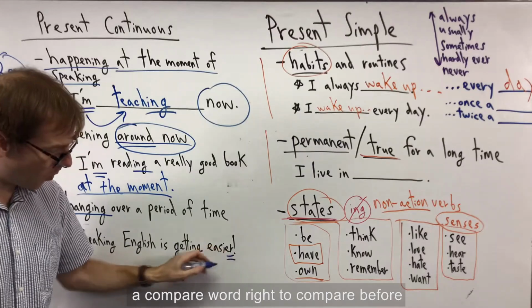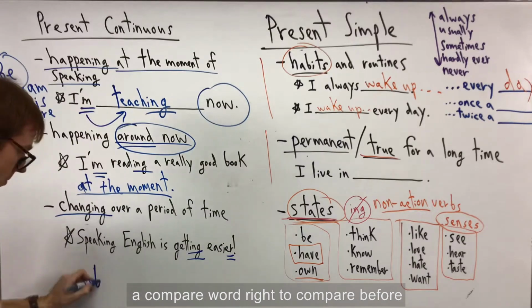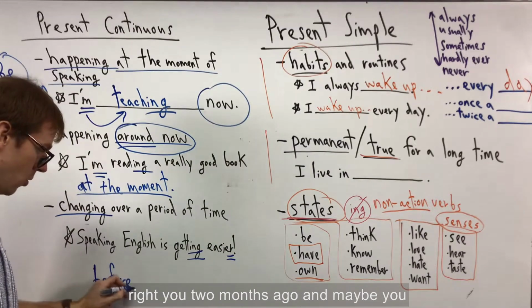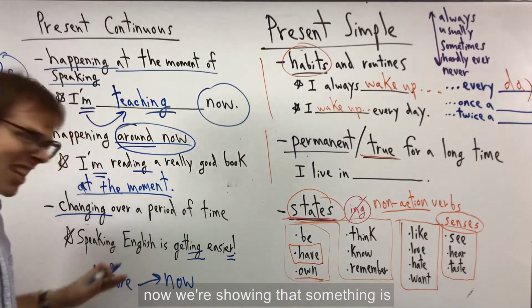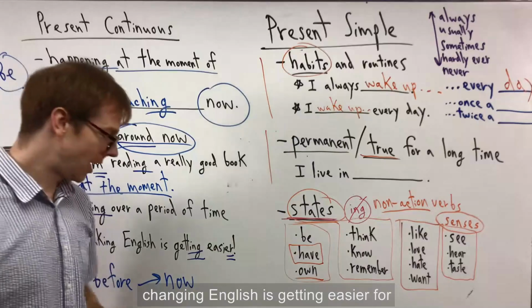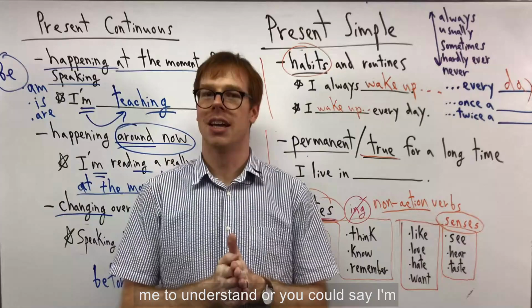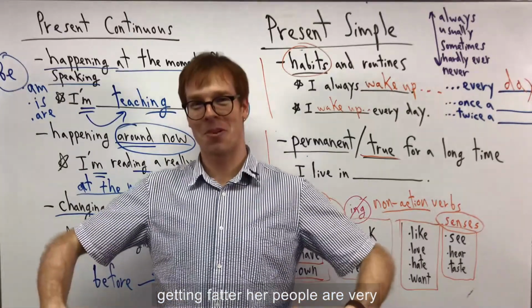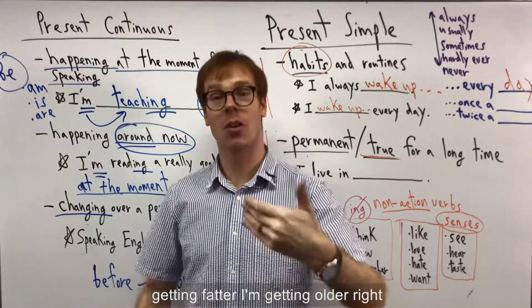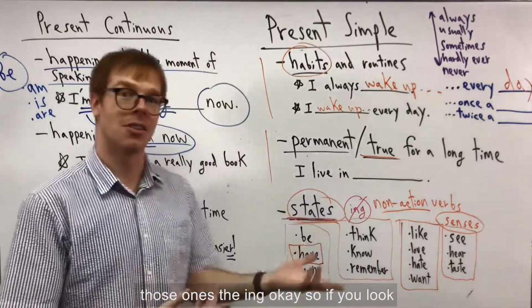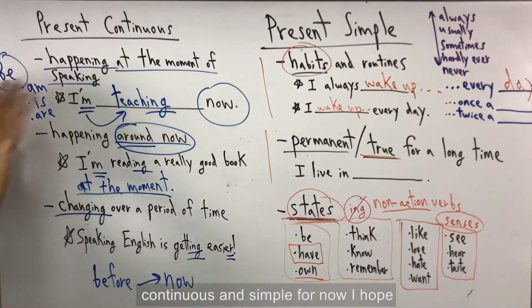We're using a compare word to compare before, you two months ago and maybe you now. We're showing that something is changing. English is getting easier for me to understand. Or you could say, I'm getting fatter. People are very scared about gaining weight. I'm getting fatter. I'm getting older. Those ones, the ing. Okay, so if you look at our whole board, that's all of our continuous and simple.